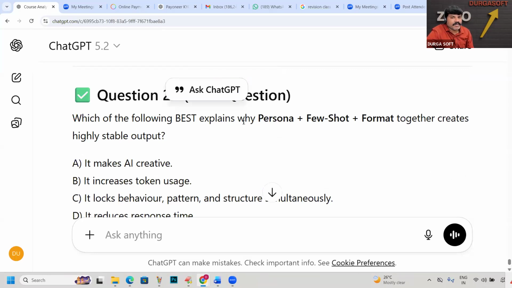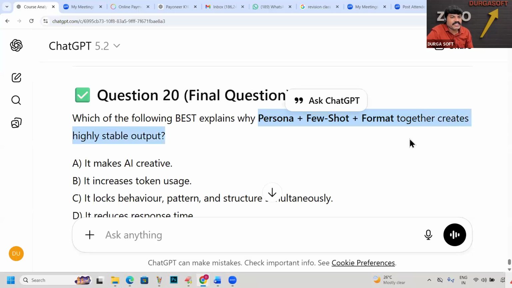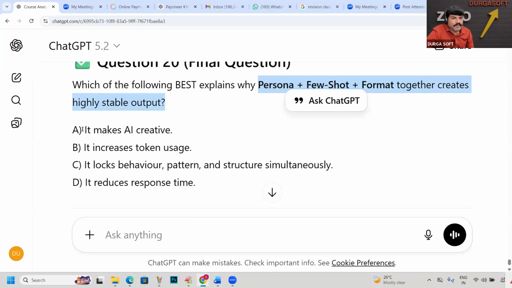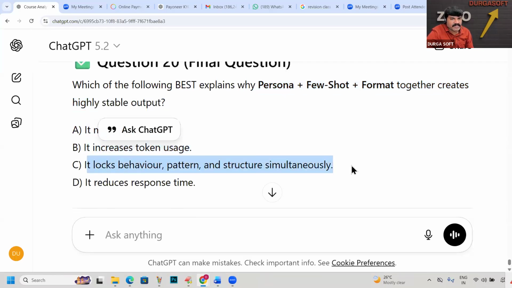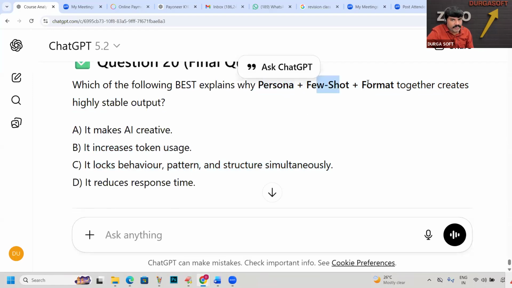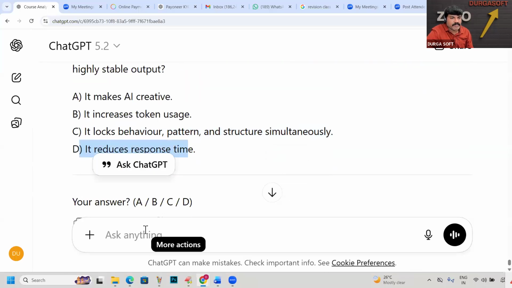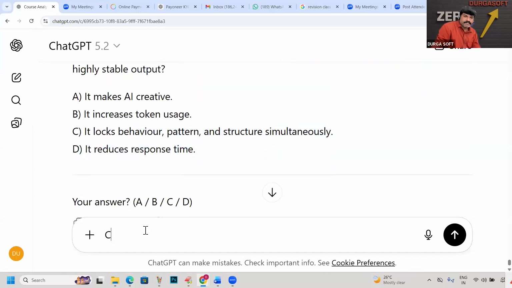Which of the following best explains persona plus few-shot plus format? Persona, few-shot, and format together create a stable output. It makes AI creative, it increases token usage, it locks behavior, pattern, and structure simultaneously, or it reduces response time. Which one is the correct answer? C, sir.